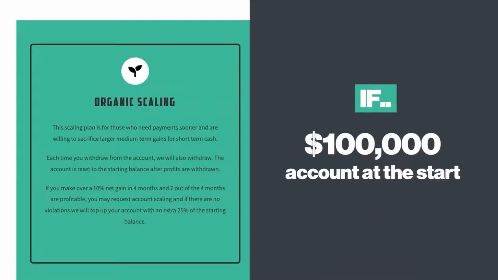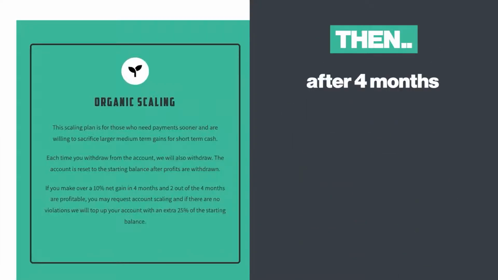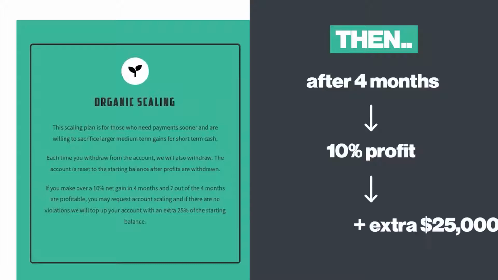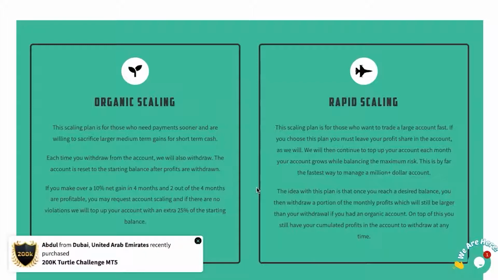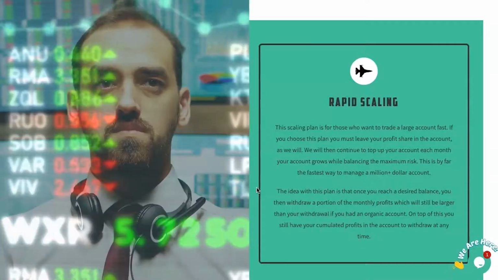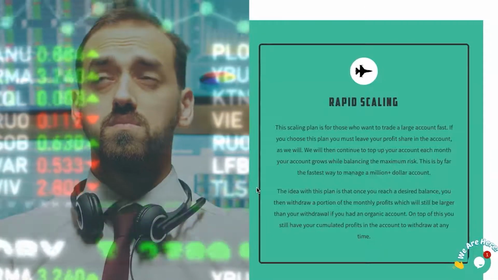So if you're on a $100,000 account at the start, then after 4 months, you're in 10% profit, we'll add an extra $25,000 to your funded account. The rapid scaling plan, on the other hand, is quite different. The rapid scaling plan is for those who want to trade a larger account faster. That's why we called it rapid scaling.